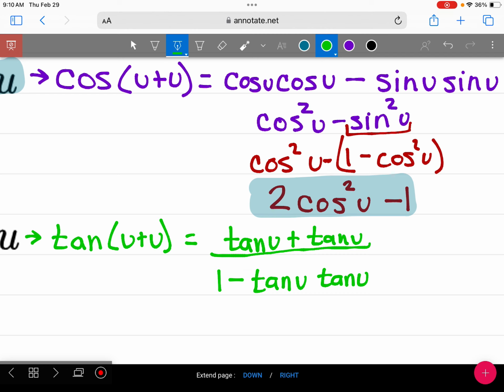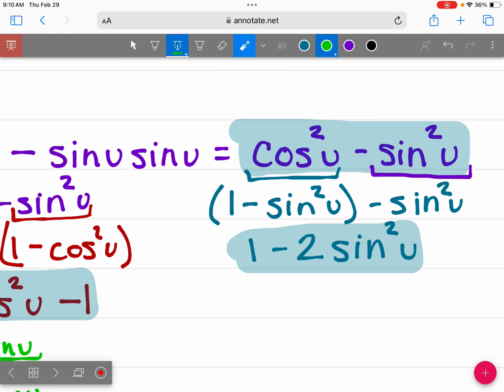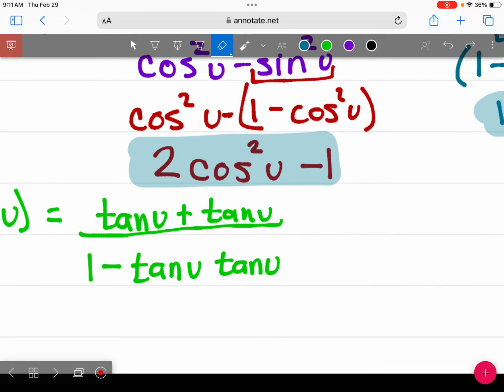Yep. How did you get 1 minus 2 sine squared u? We replaced the cosine squared with 1 minus sine squared. And then these parentheses aren't actually doing anything, so I combine my like terms. Okay, I'm just going to put them back so we have them there for the notes. But it's all subtraction, so those parentheses aren't actually doing anything, so we just combine our like terms. Good question.